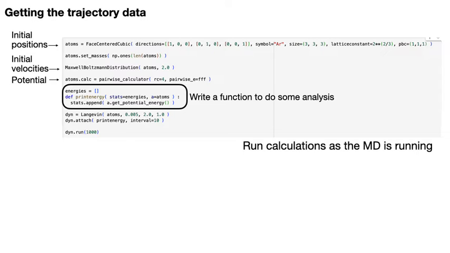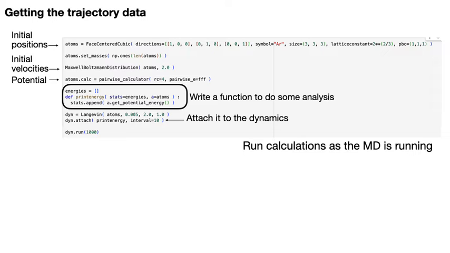To get ASE to call this function, we need to attach it to the dynamics. This is what this line of code does. It tells ASE that it must call the function printEnergy on every 10th MD step. I control how frequently the function is called by setting the variable interval when calling this dyn.attach function.